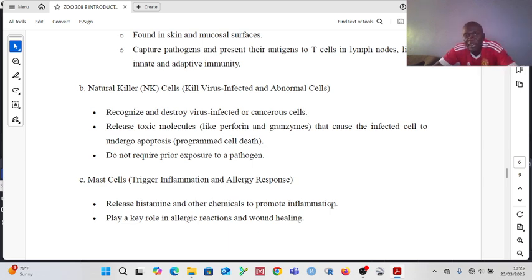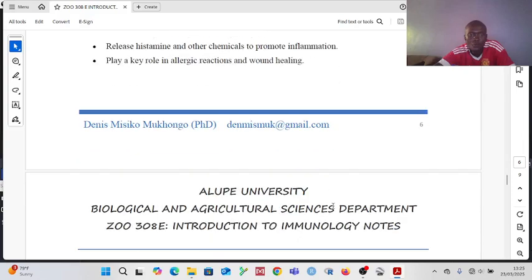Another type is the mast cells. These ones are the ones that trigger either an inflammation or an allergic response. Inflammations, we said, the release of histamine is what leads to vasodilation. Okay, so histamine is released and other chemicals are also released so that inflammation is promoted. Mast cells also play a key role in allergic reactions and wound healing.